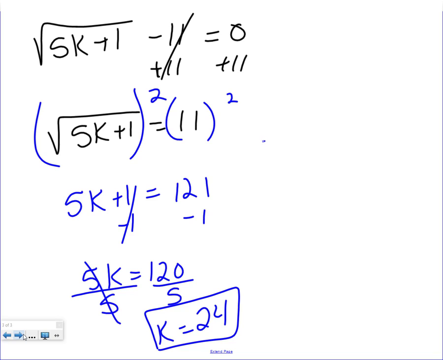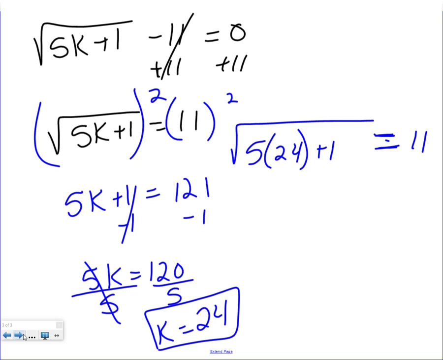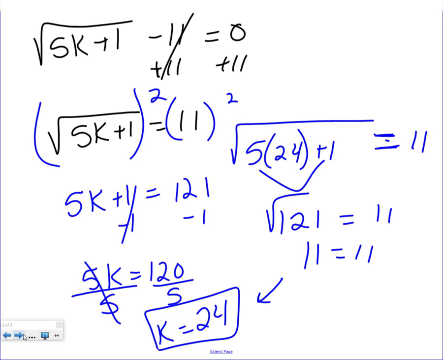I would plug this back in and see that 5 times 24 plus 1 underneath this radical is equal to a positive 11. And that actually does work because this inside here becomes 121, and then you take the square root of it and it becomes 11. So yes, it works. So this is our answer down here in the box.